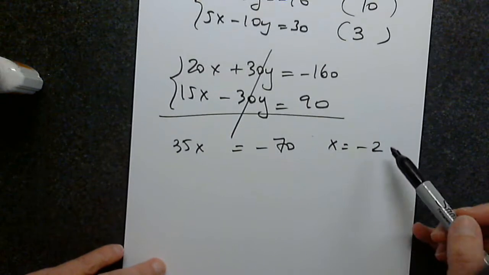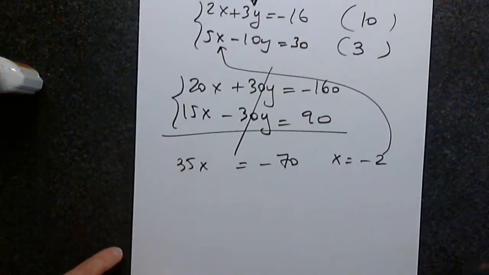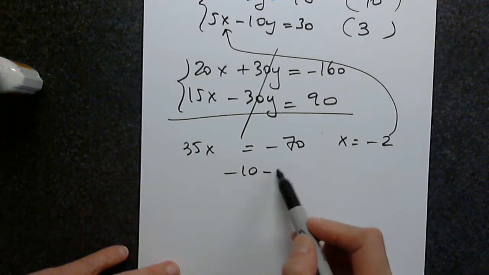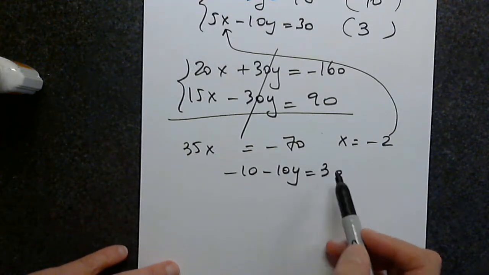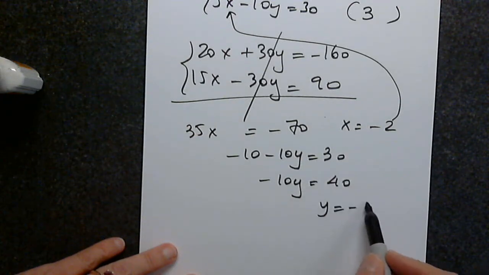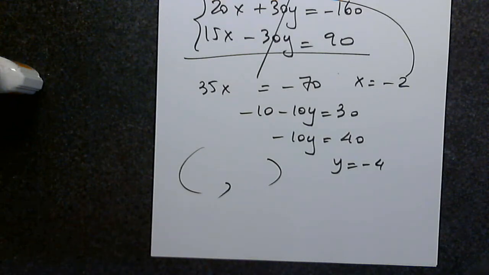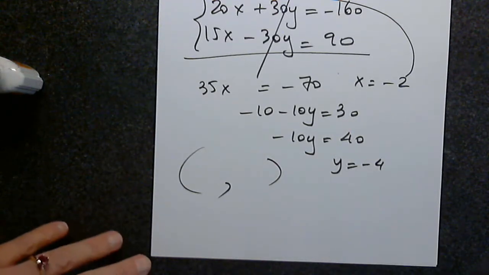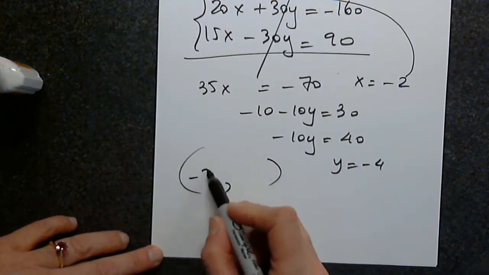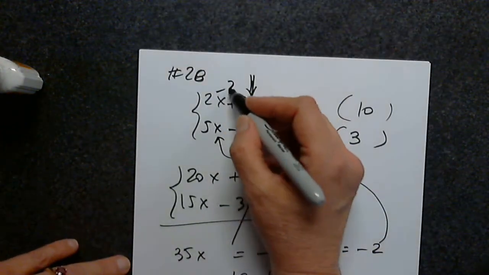So this is good, but it's not good enough. I have to go back. It doesn't matter which equation you go back to. Negative 10 minus 10y equals 30, or negative 10y equals 40, and y equals negative 4. We claim, who knows if it's true? We don't know. So easy to make an error. We claim negative 2, negative 4. So I go back with negative 2, negative 4.